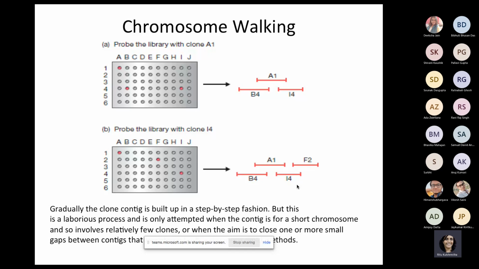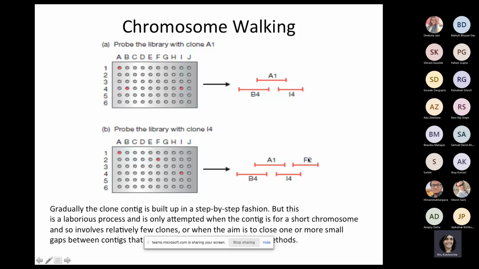I randomly start with any particular chromosome with nothing in mind, and then I try to build up the whole sequence of the chromosome. So this is called the chromosome walking approach. But as you can understand, it will be very slow in nature, because one by one you'll have to do the screening. Screening is not an easy process.